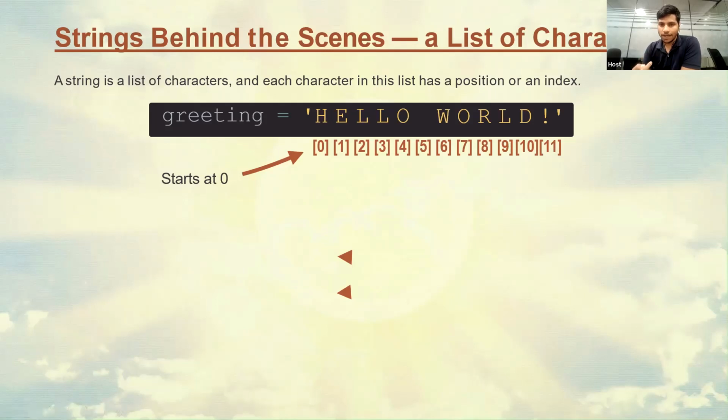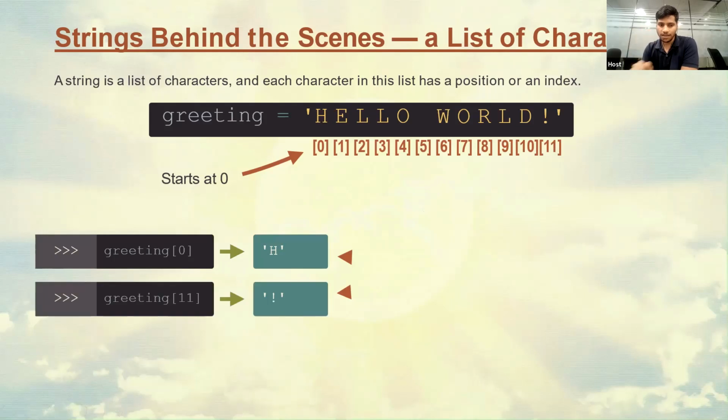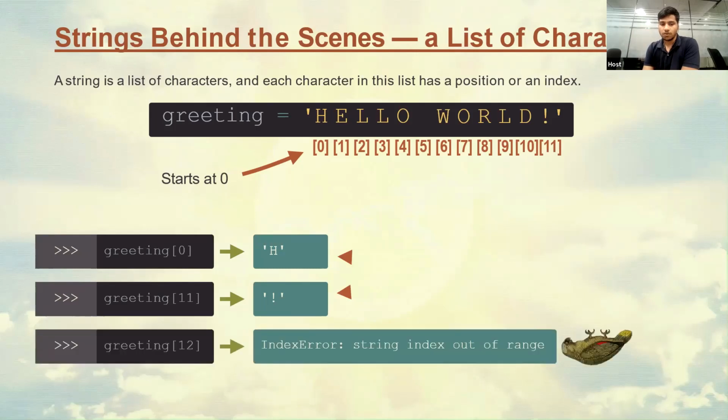Okay, if you want to access a particular element by using this index, this is how you'll do it. You'll write variable name, greeting, square bracket, you'll write 0, it will give you H. If I write greeting, square bracket, if I write 11, it will give me exclamation. Okay, so this is how you get a value by using the index. Okay, any doubt in this? Anyone who's not understanding this? So let's do some practice.